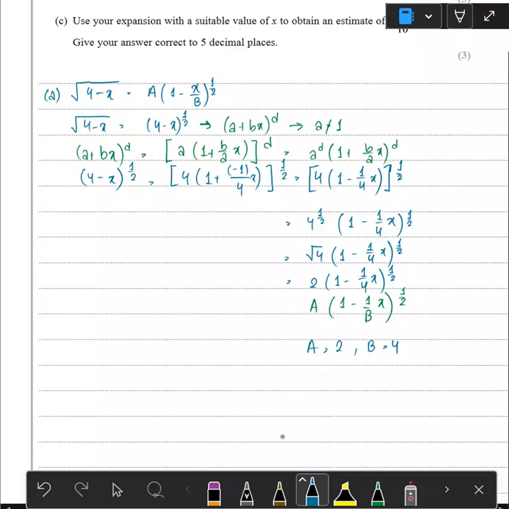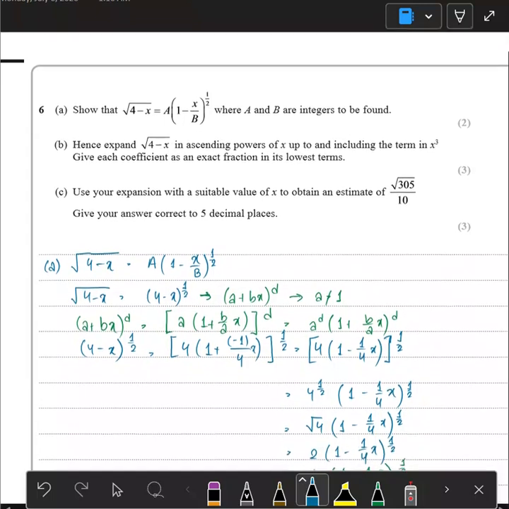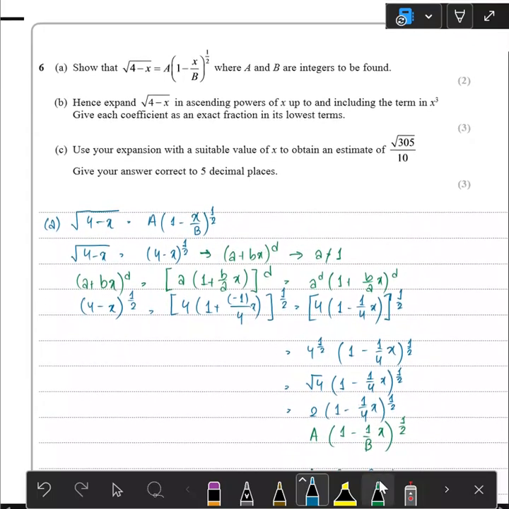Okay. Now for part B of the question: hence expand root over 4 minus x in ascending powers of x, up to and including the term in x cubed. Give each coefficient as an exact fraction in its lowest terms.